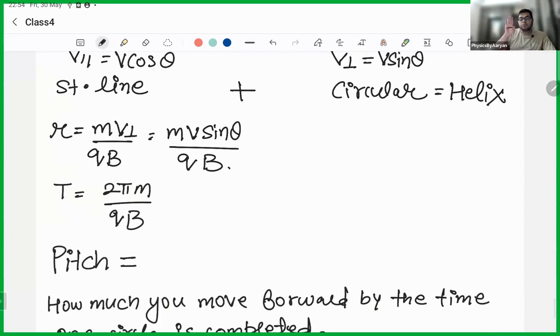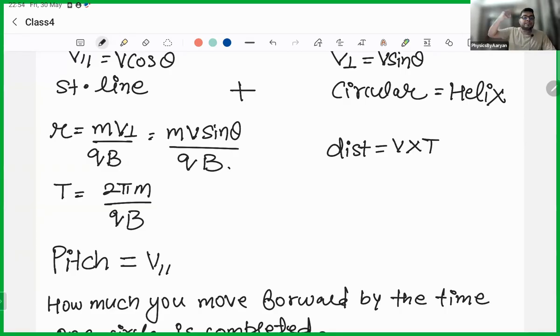So pitch. Now you are moving forward. So pitch is a distance basically. So pitch is a distance, right? And distance is given by speed into time. Now which speed? Parallel speed, because you are moving forward because of the parallel speed. You are not moving forward because of any other velocity. You are just moving forward because of the parallel speed.